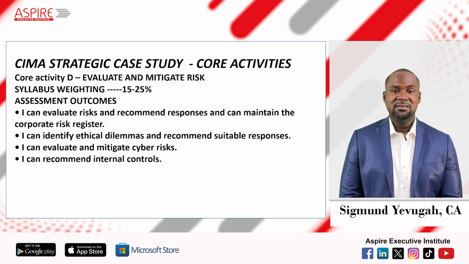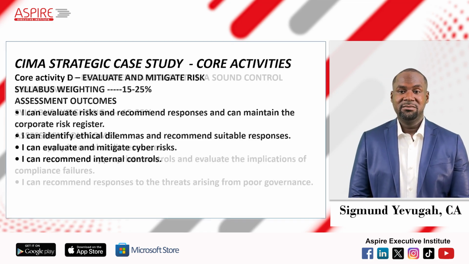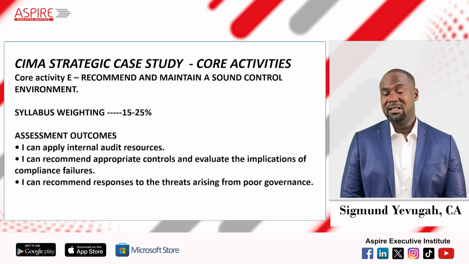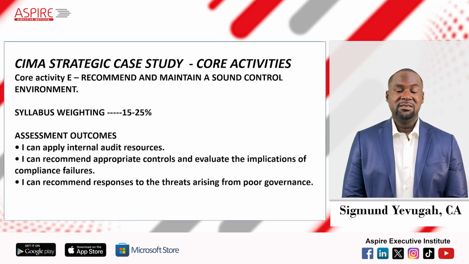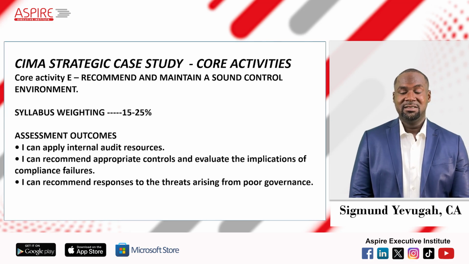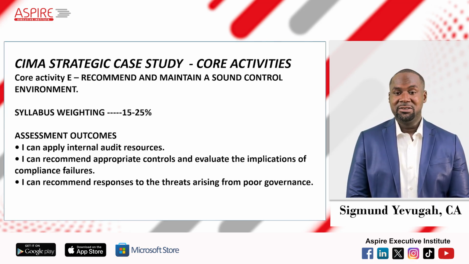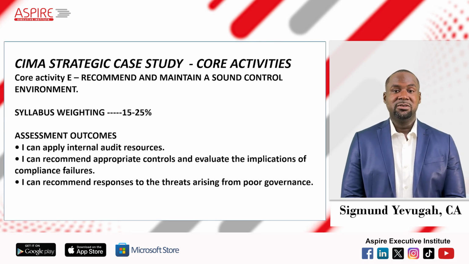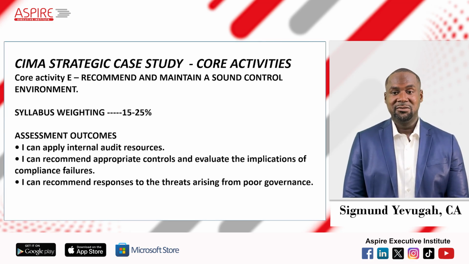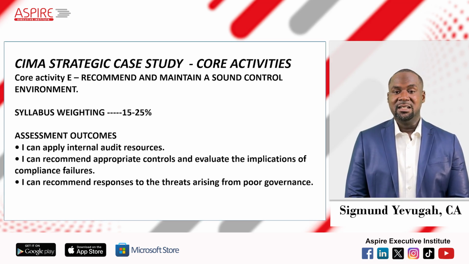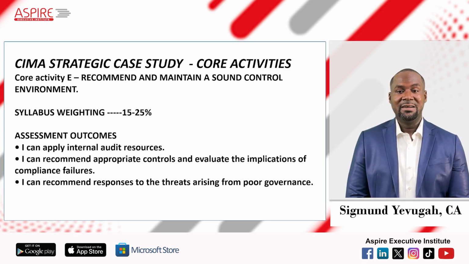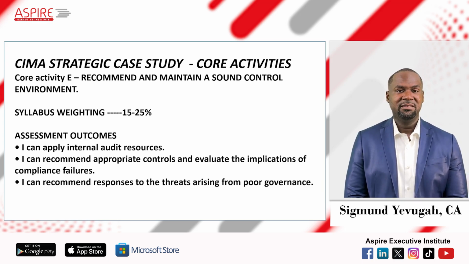For activity E, you have to recommend and maintain a sound control environment. Now, in this particular activity, the outcomes expected are that students should be able to apply internal audit resources. Students should be able to recommend appropriate controls as well as evaluate the implication of compliance failure. Students are expected to also recommend responses to the threats arising from poor corporate governance.